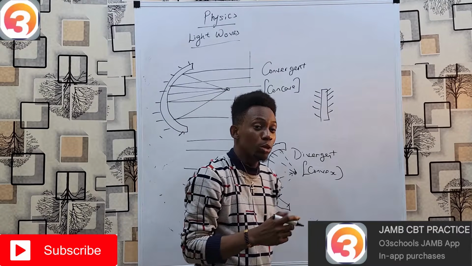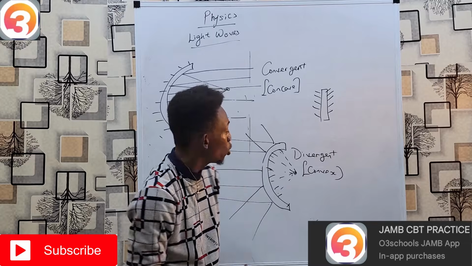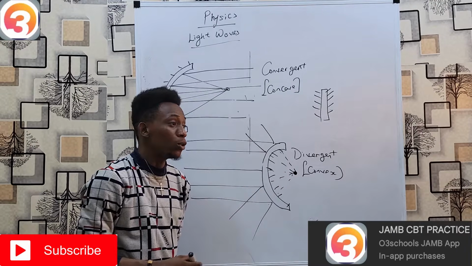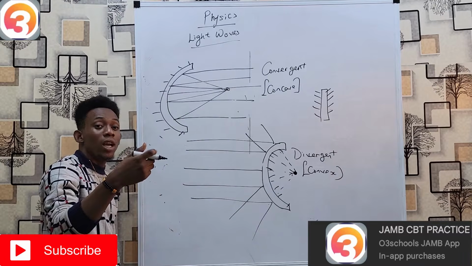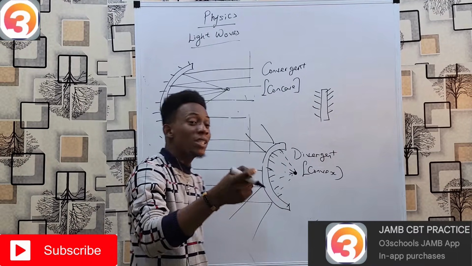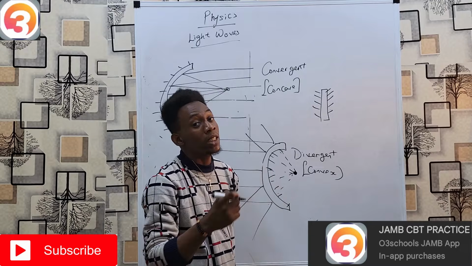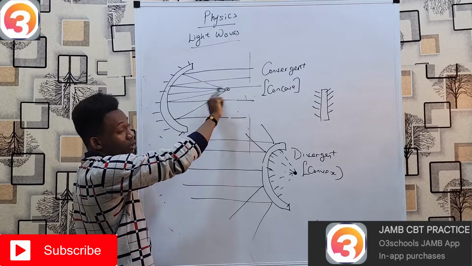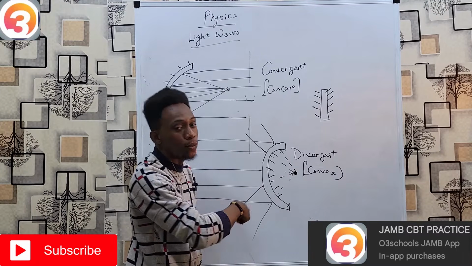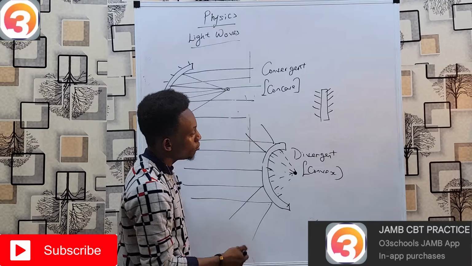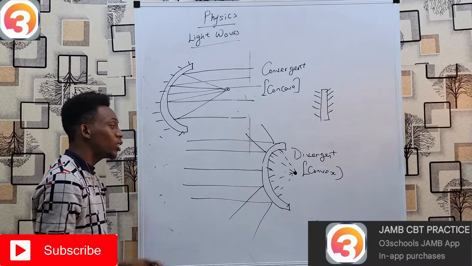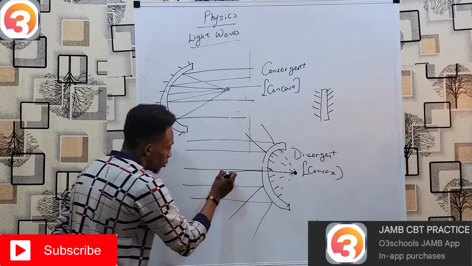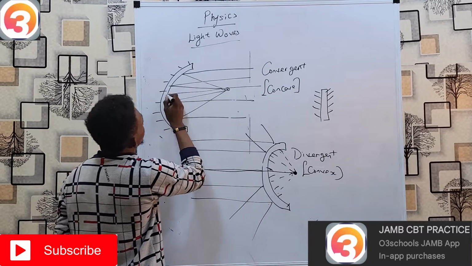Now, with these two mirrors, however, they have different terms in common, like the one I just mentioned, the principal focus. This is defined as the point on the principal axis where all rays of light close and parallel to the said principal axis either converge, as you can see here, or appear to diverge from after reflection. If you notice in the definition, we also mentioned a term, principal axis. Principal axis is the straight line passing through the center of the mirror.